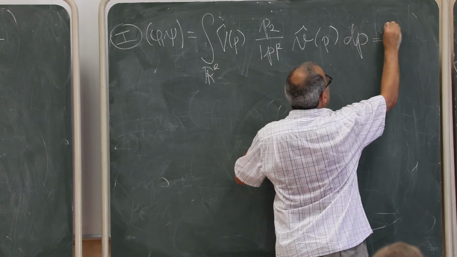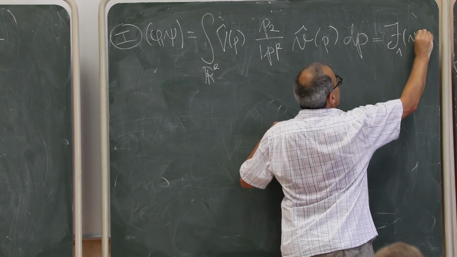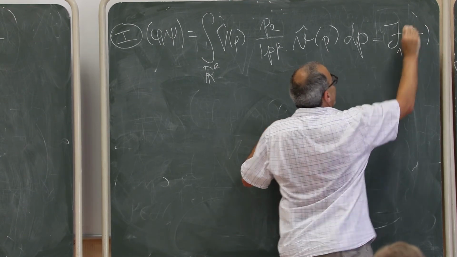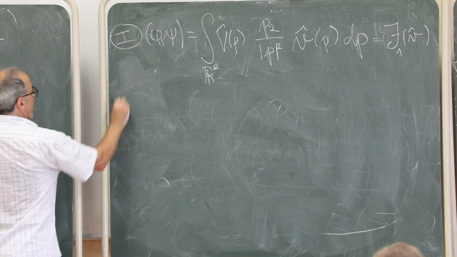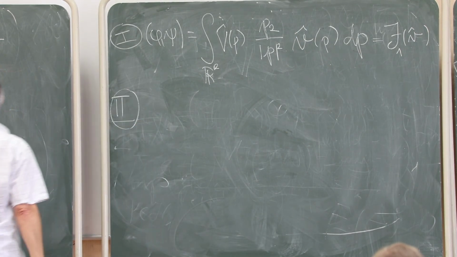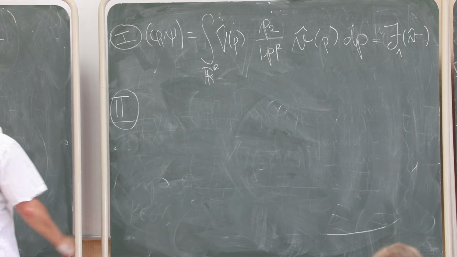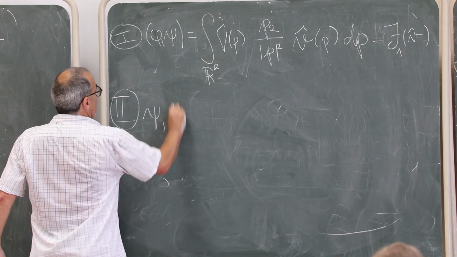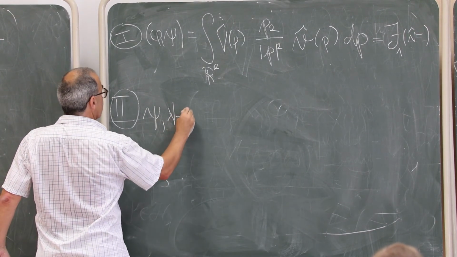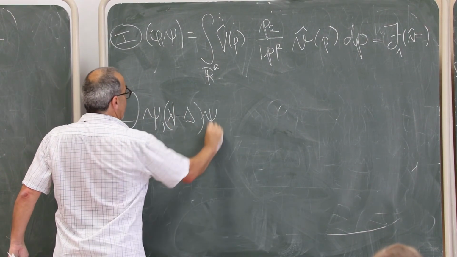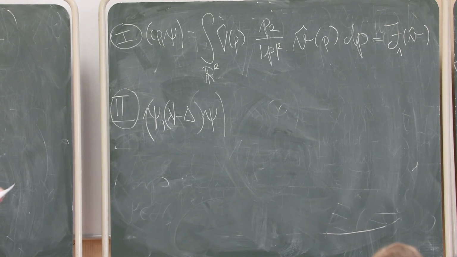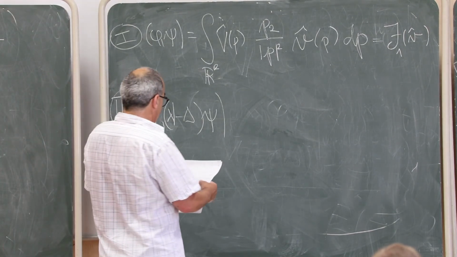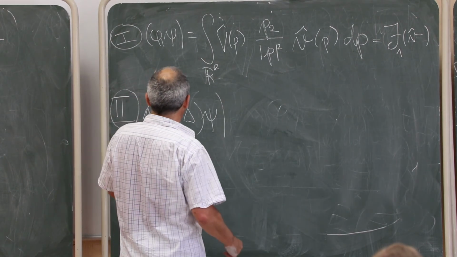And call this one J1 of V, or maybe J1 of V hat, where V hat is the Fourier transform. The first expression. I have a second expression of V, which is this one. I get psi, lambda I minus Laplacian acting on psi. These are very explicit computations. We have to use Gaussian covariances, and I will show you where the Gaussian helps. So far, Gaussian has not much importance, but it will help later.